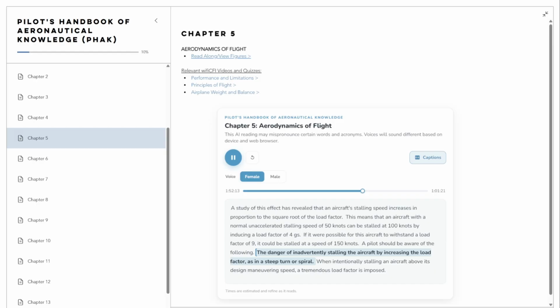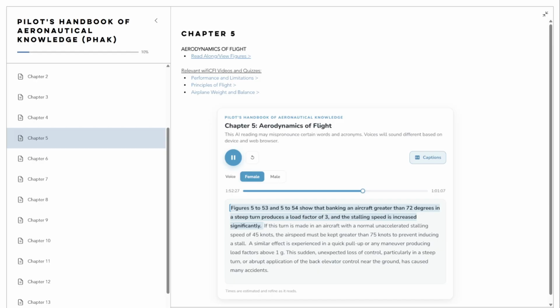The danger of inadvertently stalling the aircraft by increasing the load factor, as in a steep turn or spiral. When intentionally stalling an aircraft above its design maneuvering speed, a tremendous load factor is imposed. Figures 5-53 and 5-54 show that banking an aircraft greater than 72 degrees in a steep turn produces a load factor of 3, and the stalling speed is increased significantly. If this turn is made in an aircraft with a normal unaccelerated stalling speed of 45 knots, the airspeed must be kept greater than 75 knots to prevent inducing a stall.